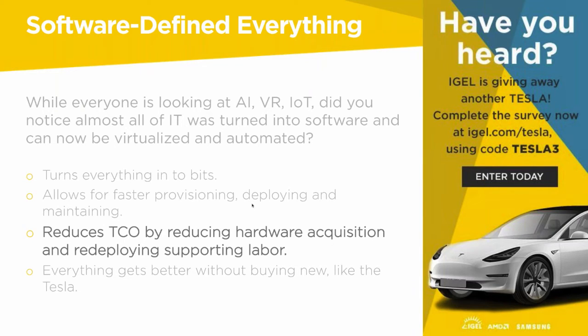Software defined reduces the total cost of ownership of basically everything, right? Because we're reducing hardware acquisition and redeploying supporting labor. And what do I mean by that? When we turn a switch and a router into a piece of software, no longer do you have to buy a box. It now fits on a virtualized piece of hardware, a hardware with a virtualization layer, or maybe into a container with Docker, in the future as we move into containers. But we're moving that into software. And again, now we can update and maintain it.